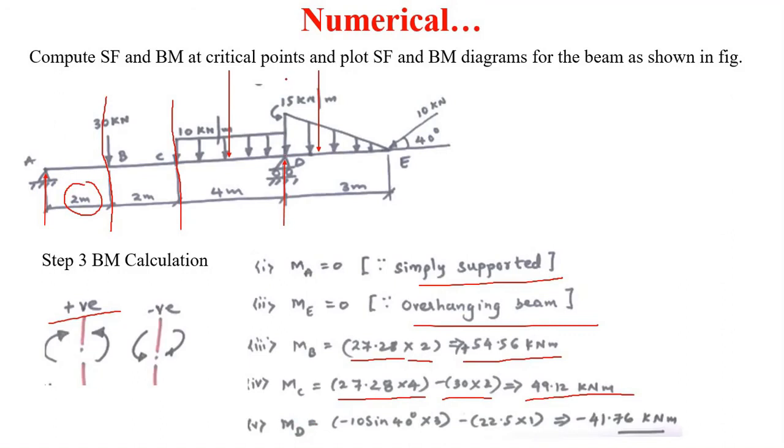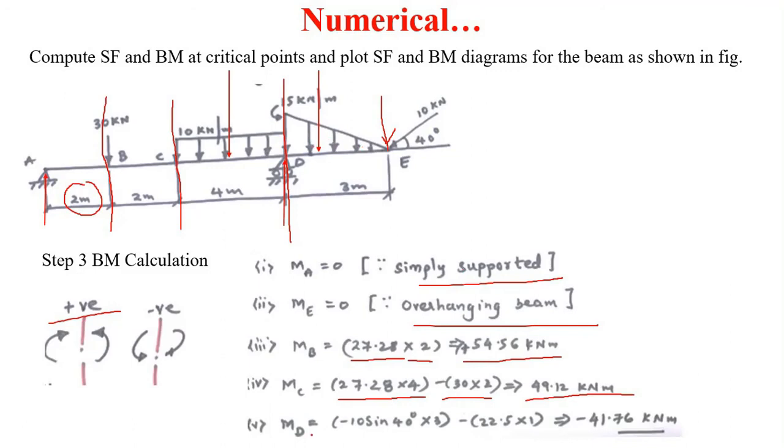Then after this, the bending moment at point D. So take a section at point D, and consider the right side of this beam, because only two forces are there at the right side of this beam. So it is 10 sine 40 degree, and this 22.5 kilonewton point load due to this uniformly varying load.